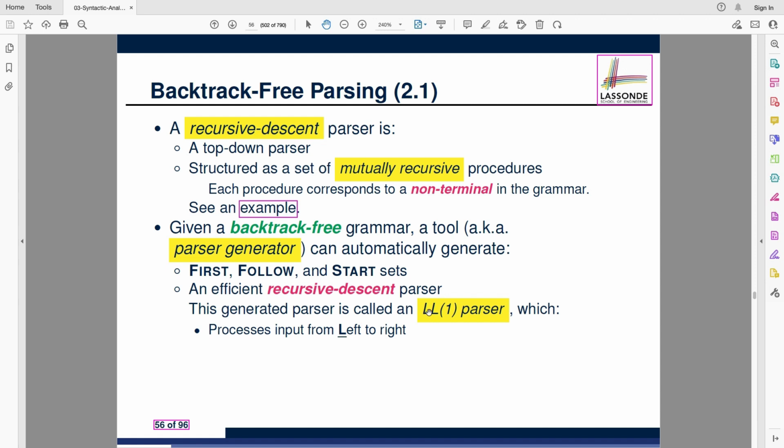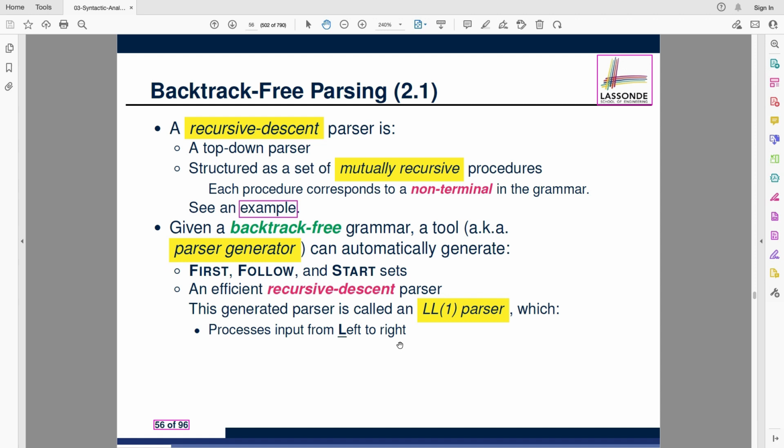The first L means the input is going to be processed, the word in the algorithm, from left to right. That's the first L. Do you want to take a guess what the second L is for top-down parsing? What are we really trying to find out using top-down parsing? What kind of derivation are we trying to find out? Do you guys remember? What derivation?